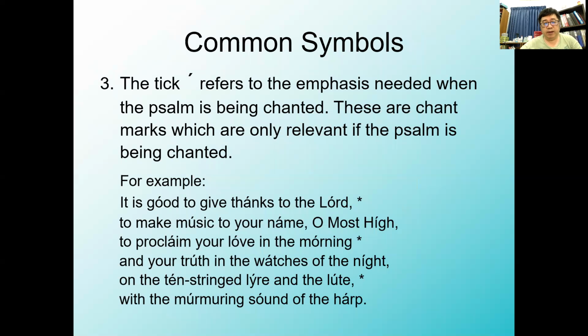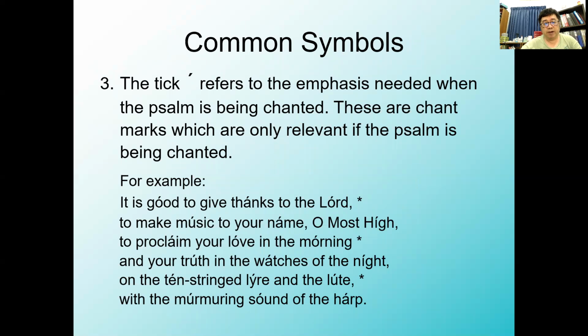The third symbol that we need to take note of is what we call a tick symbol, which refers to the emphasis needed when the psalm is being chanted. These are chant marks, which are only relevant if the psalm is chanted. Otherwise, we normally ignore the tick symbol.